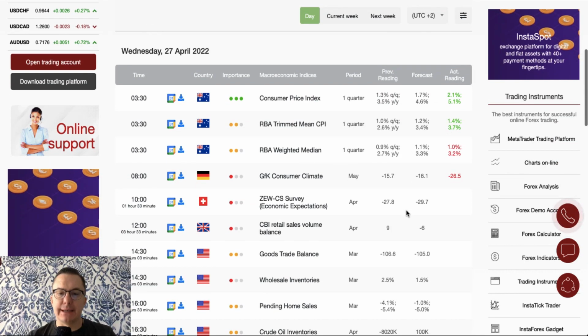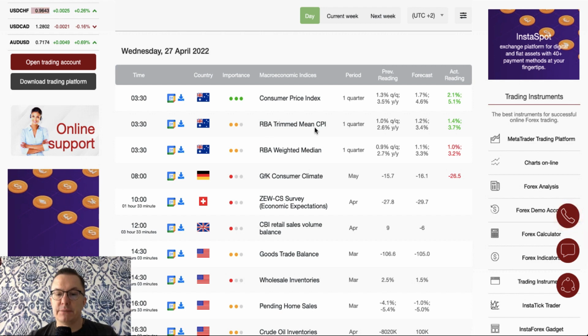Consumer price index data from Australia had been published overnight, and it beat the expectations of 1.7% with the actual reading of 2.1%, which is better than the last reading of 1.3%. This is the data for the first quarter, which means that an interest rate hike might be seriously considered by the Reserve Bank of Australia because of the actual inflationary pressures.